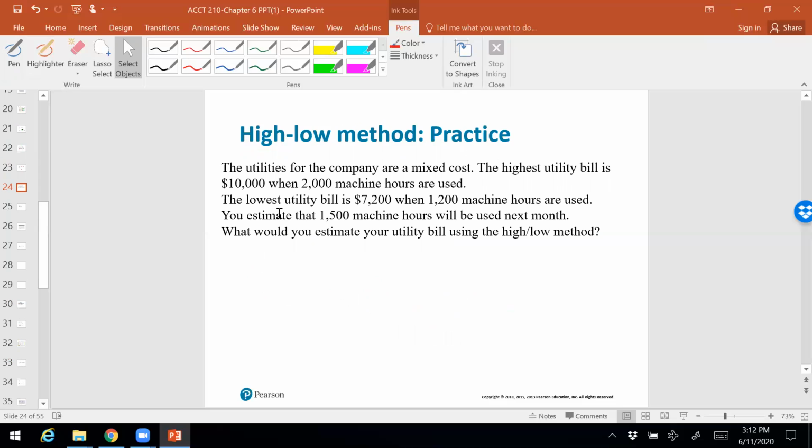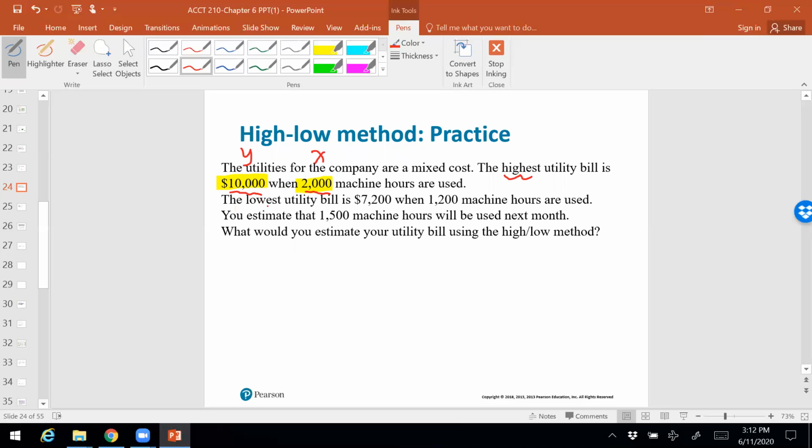Let's look at this one. Utility for the company is a mixed cost. Highest utility is 10,000. Okay, so I highlight some numbers with you. This is the cost, 10,000, when 2,000 machine hours are used. So what is Y? The dollar amount, the cost, will be Y, and then this is the cost driver, the X, and this is the highest. So we have this high. It's already told you, we don't need to look at it.